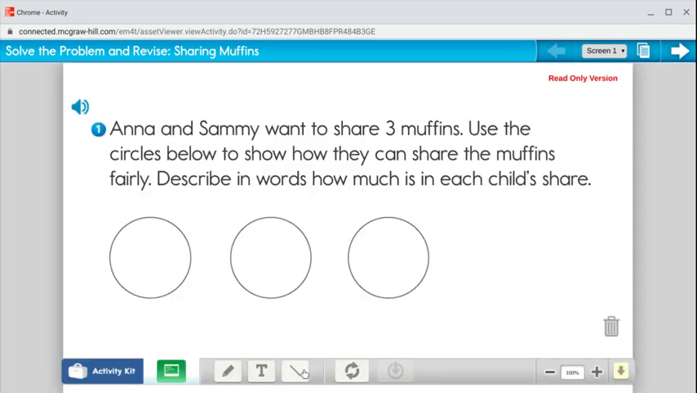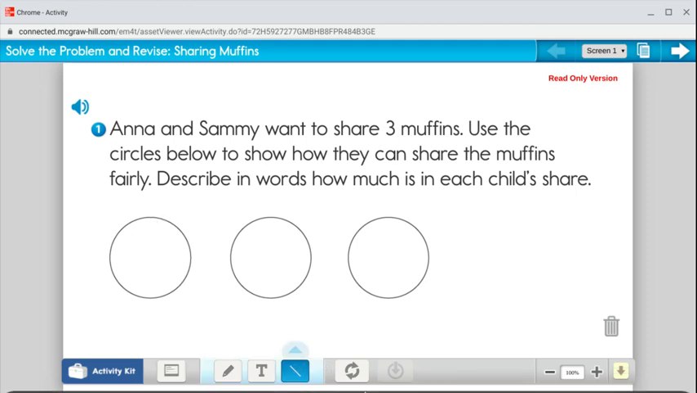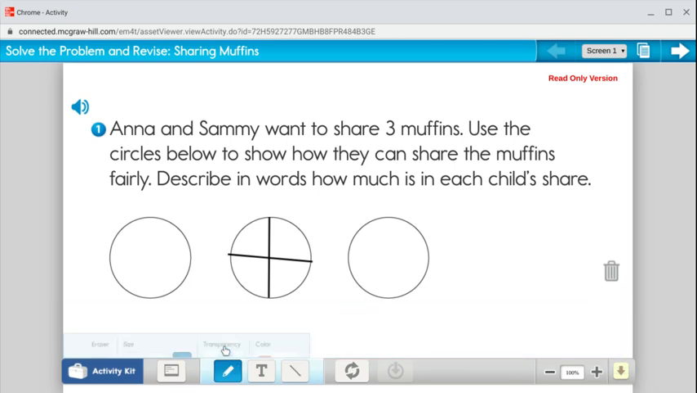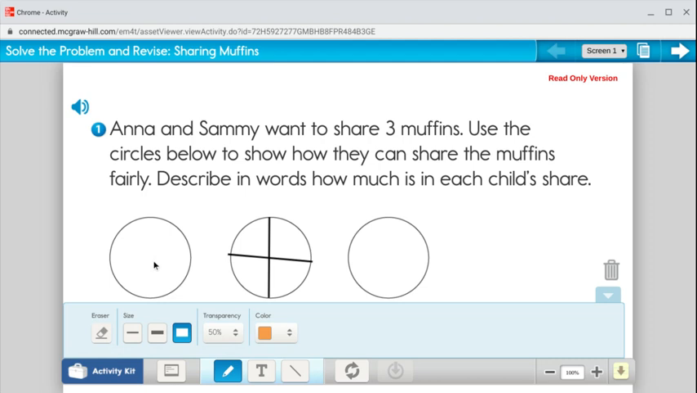Okay. Another way that we could do it is you could split them all into, or actually just this one, you could split into 4 equal pieces, right? And we can say this is going to be Anna, this is going to be Anna, this is going to be Anna. Then we can say, okay, well, Sammy, this is going to be Sammy, this is going to be Sammy, and this is going to be Sammy.